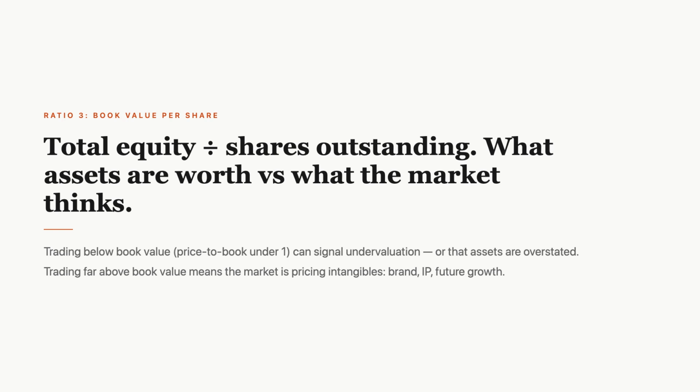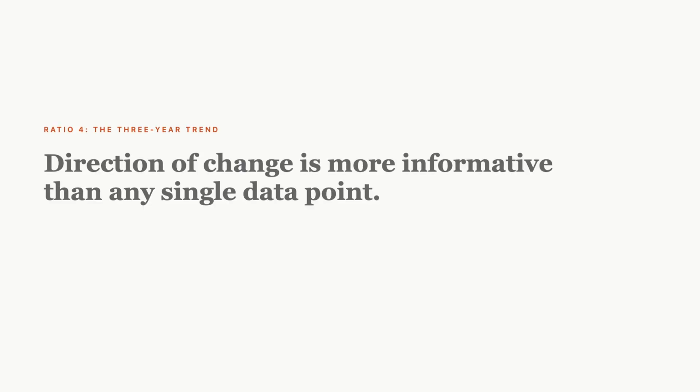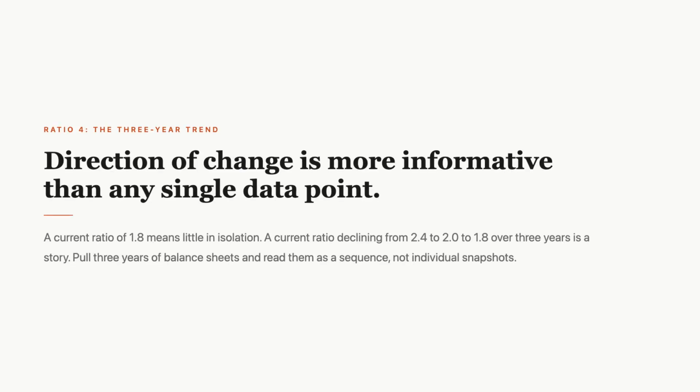One balance sheet tells you where the company stands today. 3 years of balance sheets tell you where it's actually going, and the direction of movement is consistently more informative than any individual data point. Is the cash balance growing or shrinking year over year? Is long-term debt increasing while equity stays flat, which means leverage is expanding without retained earnings growth to offset it?